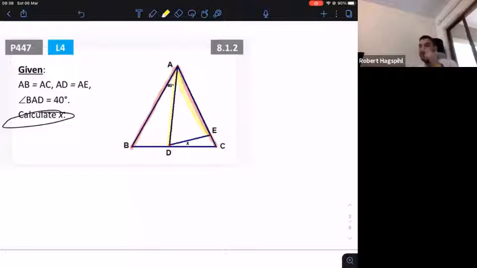Okay, so the two red lines are equal, meaning an isosceles triangle. The two yellow lines are equal, meaning an isosceles triangle. Okay, so I've got a whole bunch of 20s coming through. Not quite sure if that is right, so just keep on going.